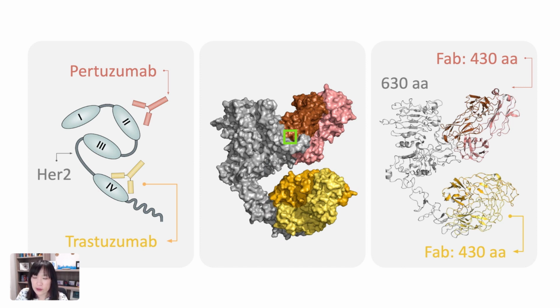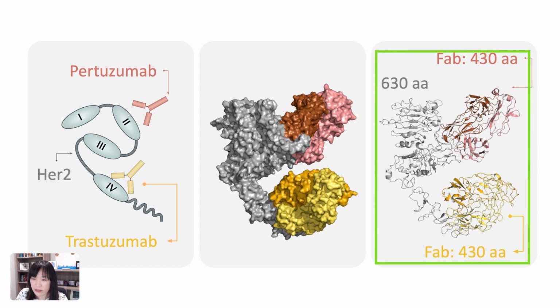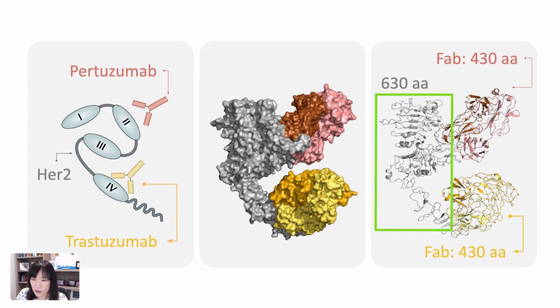So if we zoom in for even more detail in this cartoon representation, you'll see a little bit more of what exactly makes up HER2. We've got some sheets here and some helices here. And you'll also see the details of the sheets of both pertuzumab and trastuzumab. And just to give you guys a sense of the sizes of these things, HER2, just the extracellular domain, is about 630 amino acids. Remember that a protein is made out of a chain of amino acids, and in this case, there are 630 of them stacked together.